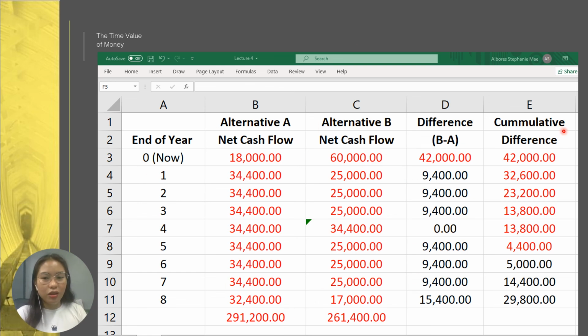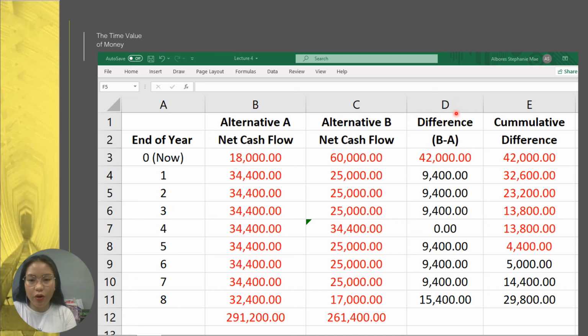Now let's go to the difference. The difference is simply computed as B minus A. That's all. So it is 42,949 and 15,400. One of the questions is to determine the annual net cash flow difference between alternatives, B minus A.